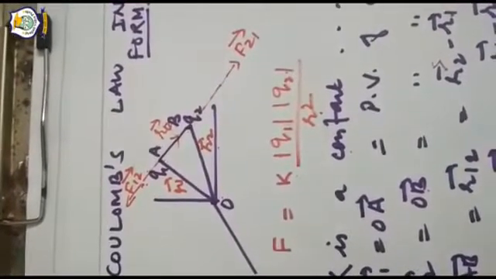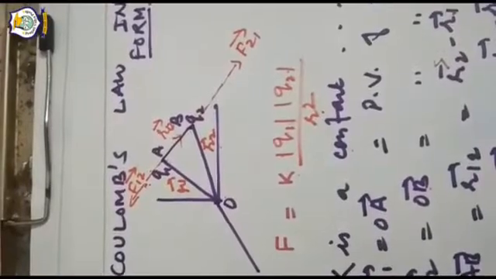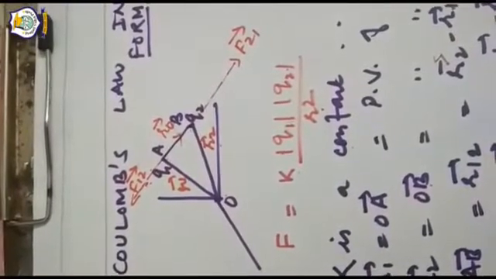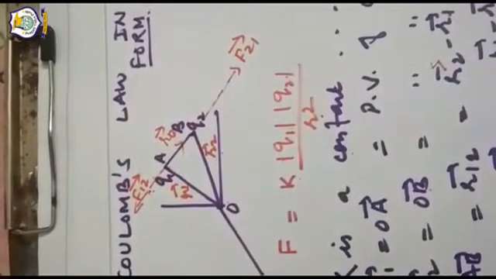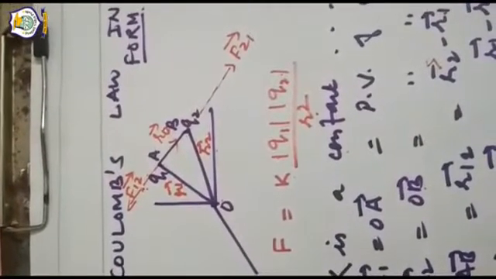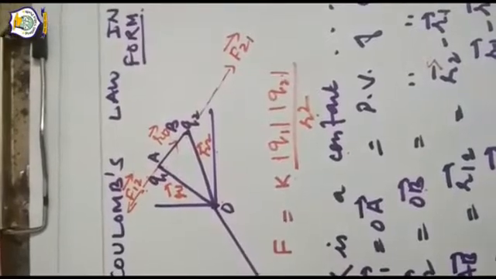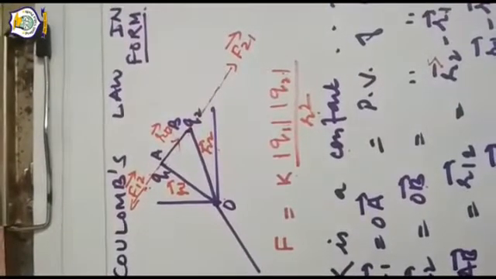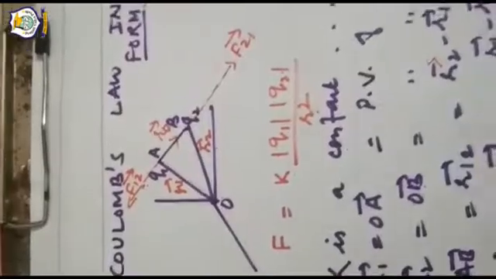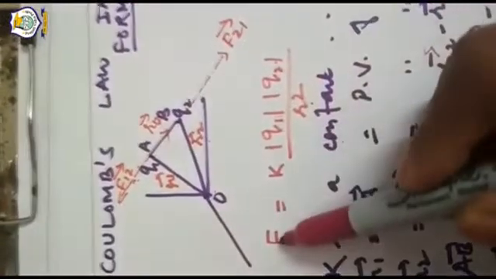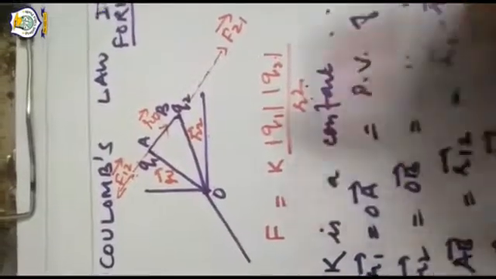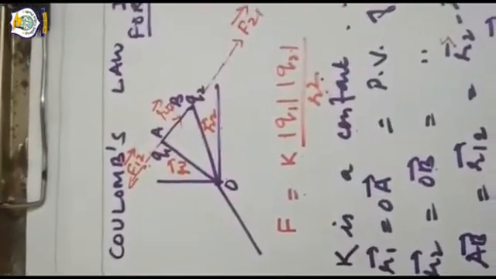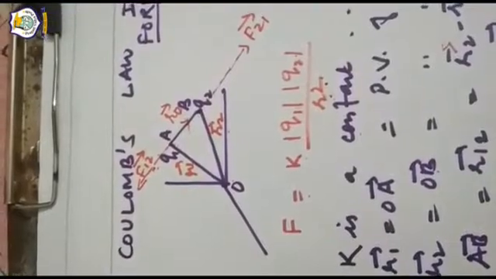And second point, this is a conservative force also, because the work done in taking a charge from one point to another in the electric field is independent of the path followed. The electrostatic force between the two charges obeys inverse square law. Why? Because it is inversely proportional to the square of distance. So it follows inverse square law.